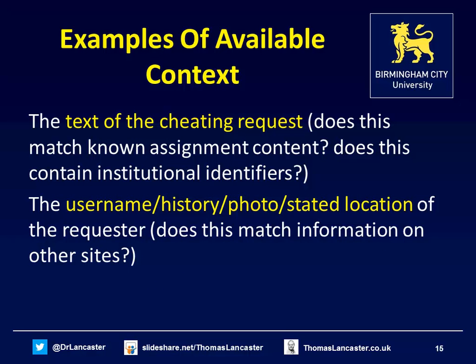I've shown you some examples as we've looked at the two indicative examples earlier in this talk, but here are just a few examples. There are a lot more in the paper, and the paper also classifies them. We could look at the text of the cheating request. This may be clearly presented within the writing, but perhaps it would be an attachment, so it needs opening and analyzing. It may even be included within a zip file. But does it match known assignment content? Does it include institutional identifiers? And these may not be as blatant as the name of a university. They may just be something like a unique course code or the name of a lecturer, which can be tracked.